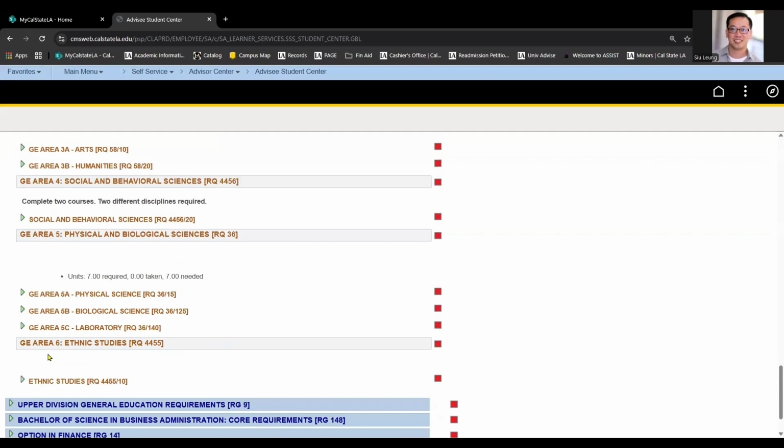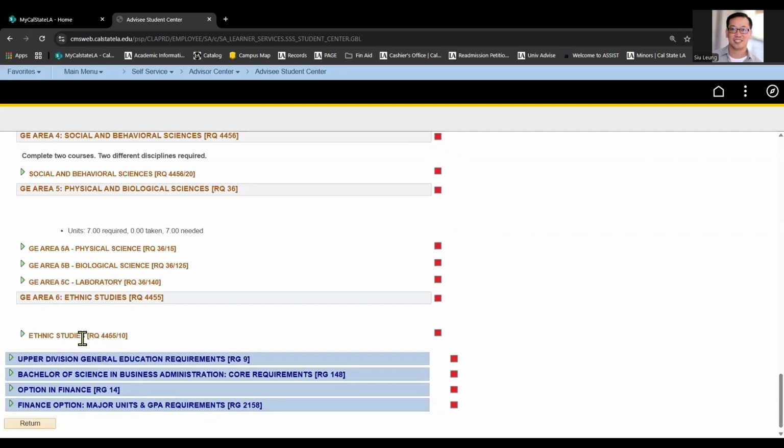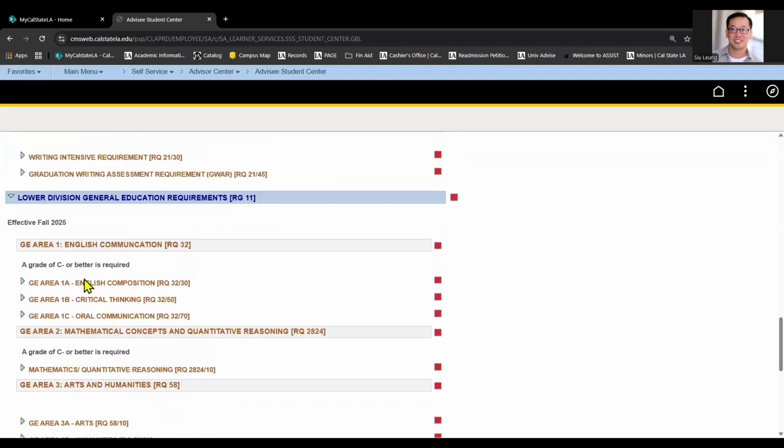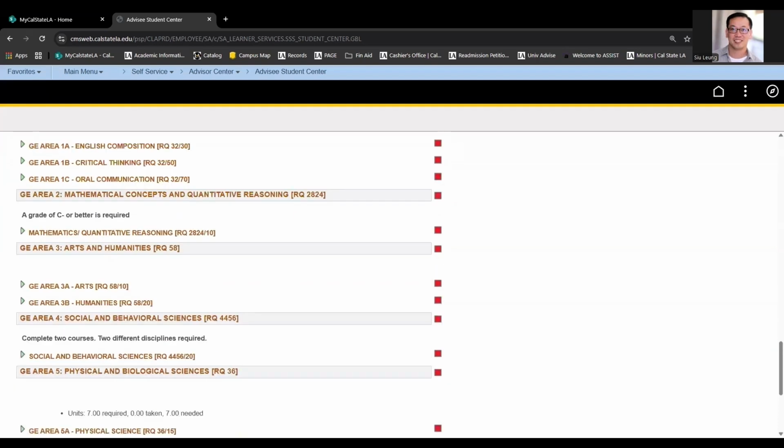So the last lower division GE is the ethnic studies. So it's just 1 ethnic studies class for the rest of the lower division GE requirements. So now I'm going to talk about how to find these courses, right? You're going to see 1A, 1B, like what's that, right? How do I find that class? So I'm going to show you how to access the Cal State LA electronic catalog.